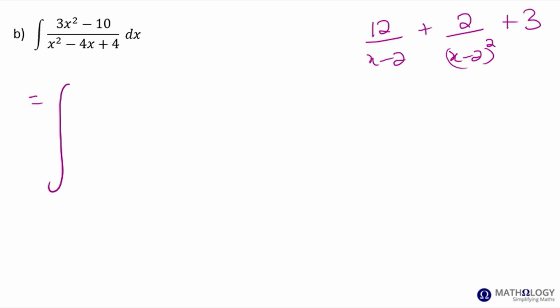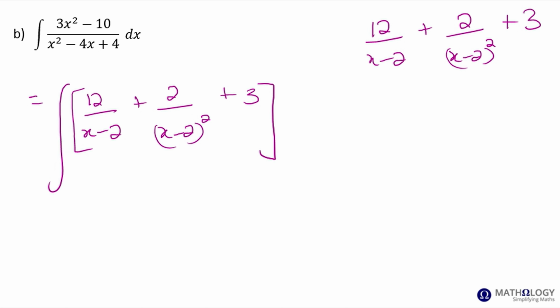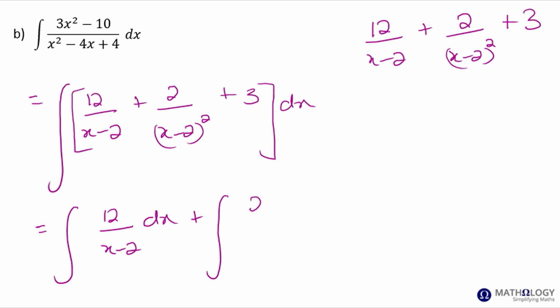So we now have the integral. We can write this expression as the integral of 12 over x minus 2 plus 2 over x minus 2 all squared plus 3, and this entire expression dx. So now we can express this integral as 3 separate integrals. You don't have to. You can integrate as you go along, but it's just sometimes nicer to write it as separate integrals. So 2 over x minus 2 all squared dx plus the integral of 3 dx.